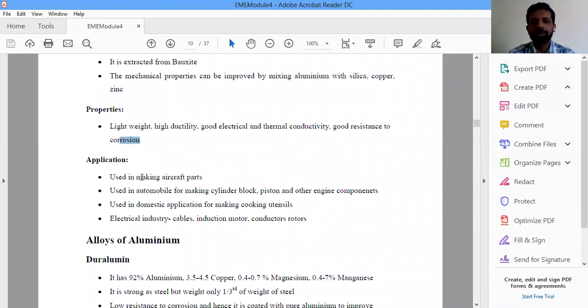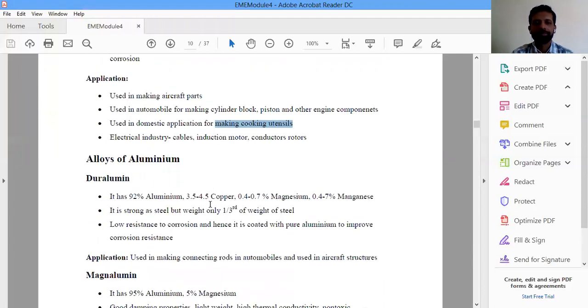So the application is used in aircraft parts, right? A few aircraft parts nowadays we make in engines, not actually pure aluminium. Pure aluminium is used in the cabins, the frames, and all those things, okay, and for domestic applications and all those things.